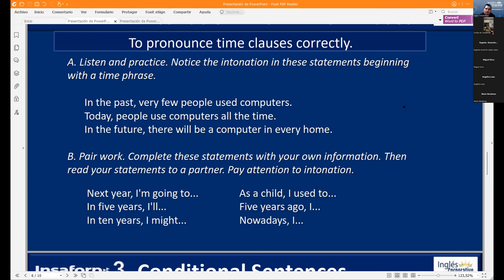In the past, life was cheap, simpler. Nowadays, life is more complicated and more expensive. Okay, somebody else, my dear Nitos? As a child, I used to play ladrón librado. Yeah, exactly. Yes. As a child, I used to play ladrón librado. Yes. Okay. Good.